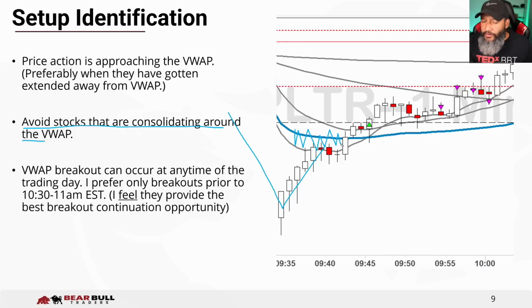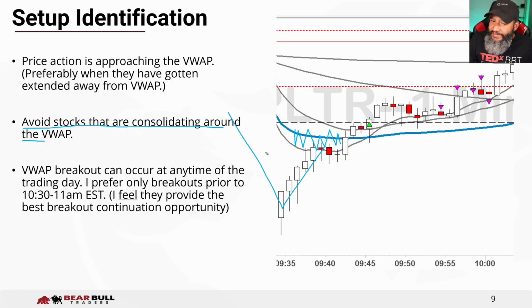And to identify which way it's going to go is a lot harder to do. Usually when they're doing that, a different strategy is going to be a lot better, like a 5 minute ORB. So if I see that consolidation happening at the VWAP from the market open, usually a 5 minute ORB would probably be the best strategy at that point.